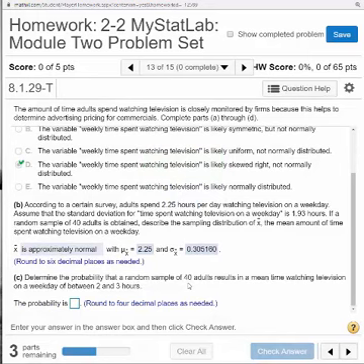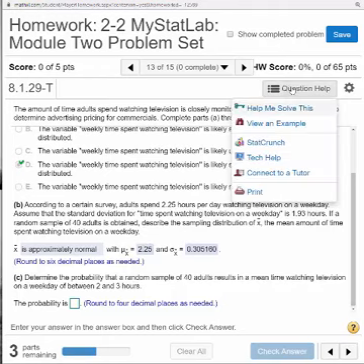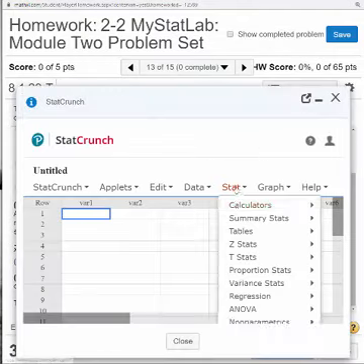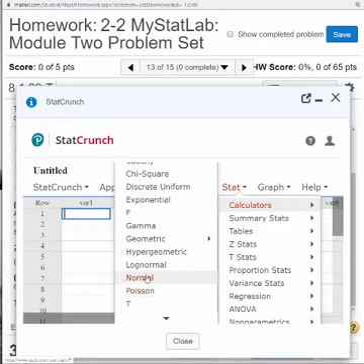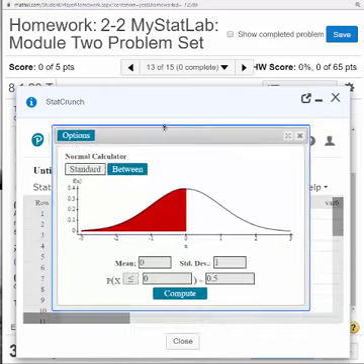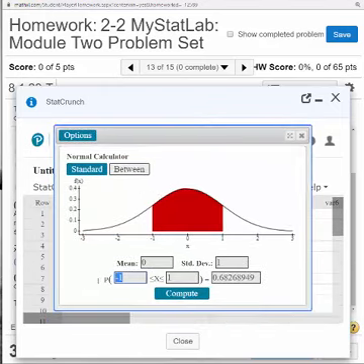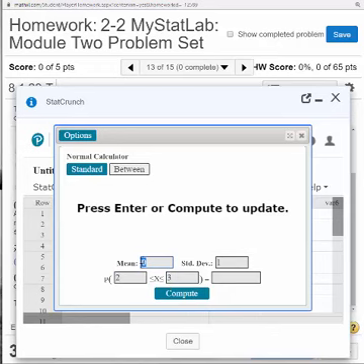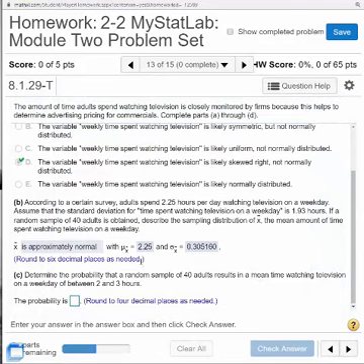All right, determine the probability that a random sample of 40 adults results in a mean time watching television on a weekday between 2 and 3 hours. So I know it's normally distributed, with a mean and standard error, then they ask you for a probability. I'm going to load up my StatCrunch. I'm going to go Stat, Calculators, Normal. I want to be between 2 and 3 hours. So I have to put in the mean here, which was 2.45, I believe. Or 2.25, excuse me.